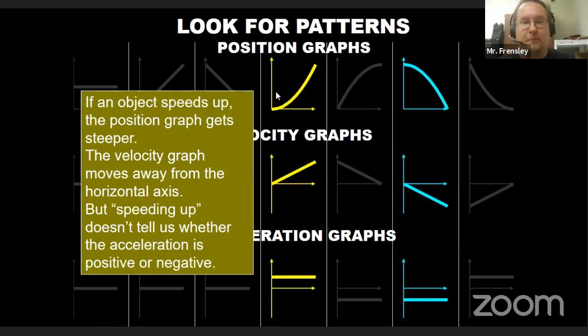The yellow and the blue are both of the speeding up motions. So you can either speed up going forwards. That means that the position graph becomes more and more positive slope, or you can have a position graph that becomes more and more negative slope. That's speeding up backwards. The velocity graphs are trending away from zero. That's speeding up.